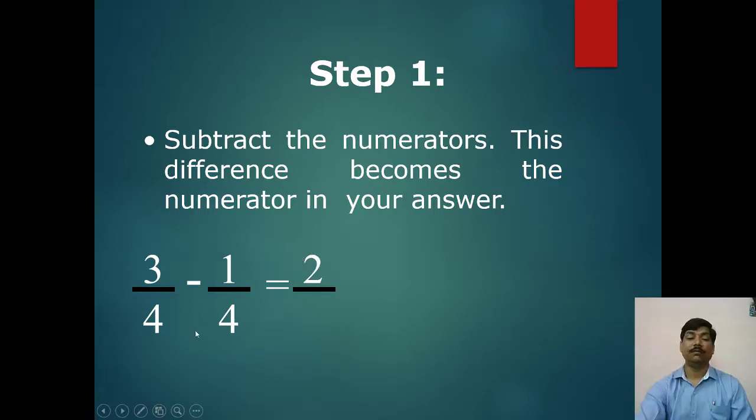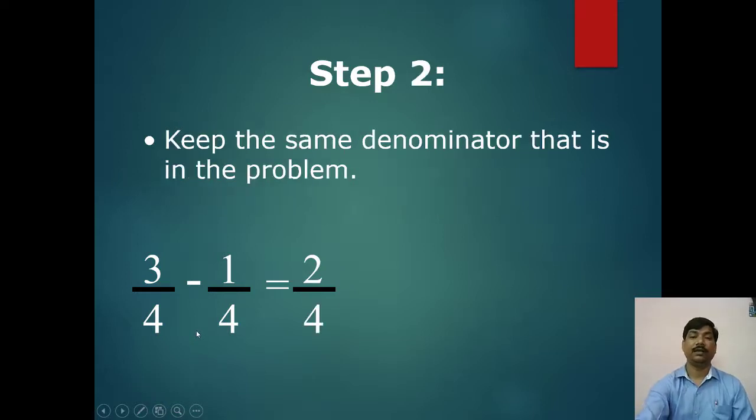But what about the denominator? Follow the second step. Keep the same denominator as in the problem. The denominator will not change, it will be the same. You have to keep 4. So the fraction 2 upon 4 will be the difference of 3 upon 4 and 1 upon 4.